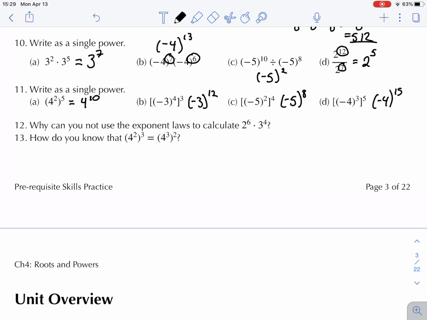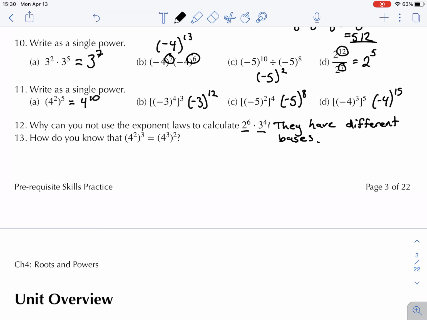Question number 12. Why can you not use the exponent laws to calculate 2 to the power of 6 times 3 to the power of 4? Because they have different bases. Our exponent laws only work if the bases are the same. So in this case, 2 to the power of 6 has a base of 2, and 3 to the power of 4 has a base of 3. We cannot use our exponent laws to combine those into a single power.